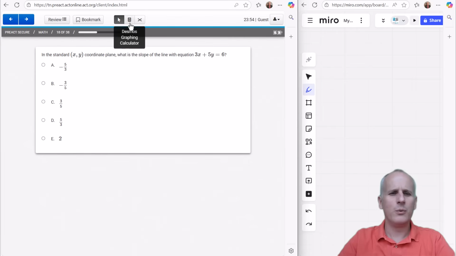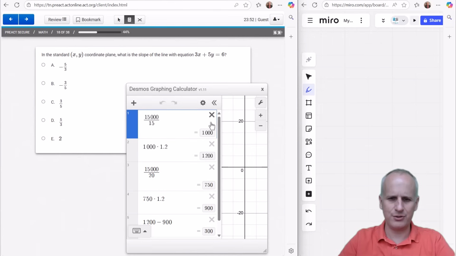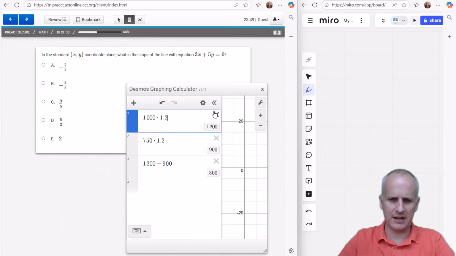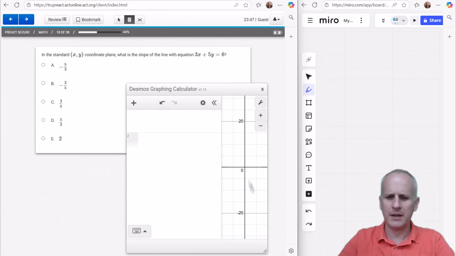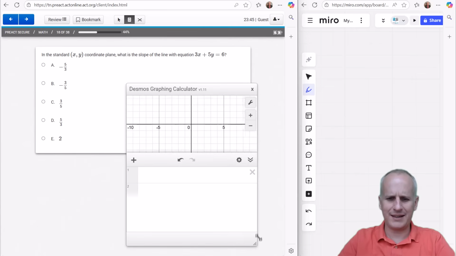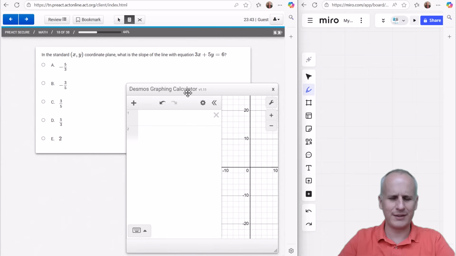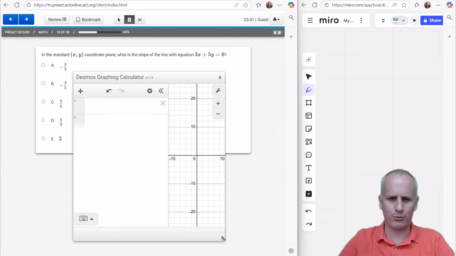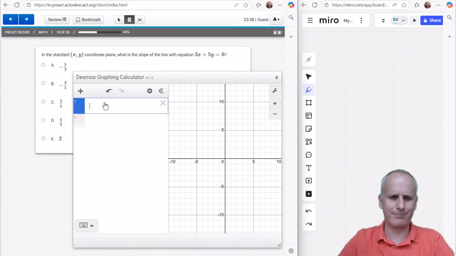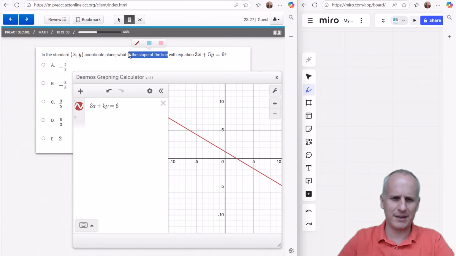And here, we've got the first opportunity to actually use the graphing functionality of the Desmos calculator. You could do the conventional approach of rearranging this math. But I've got a graphing calculator, so why don't I just use it? We'll put 3x plus 5y equal to 6. And I shouldn't have already highlighted what I'm being asked for, which is the slope of this line. If I can get rid of that silly copy thing.